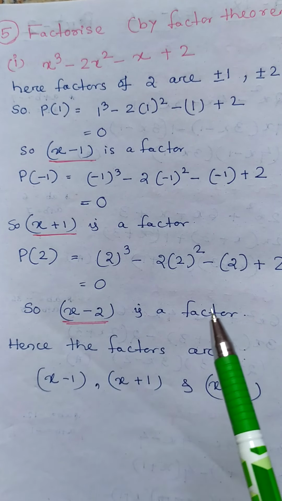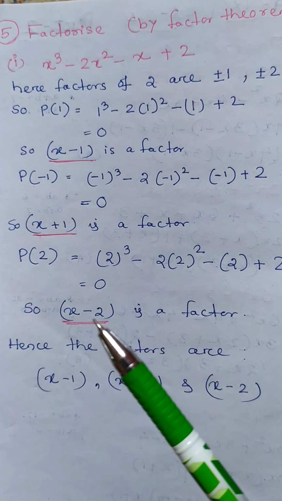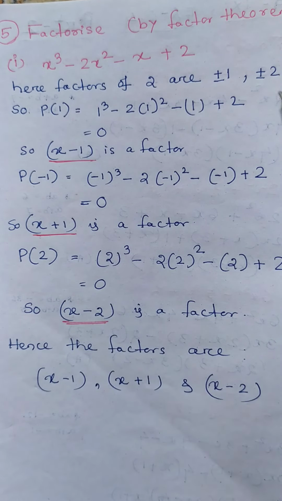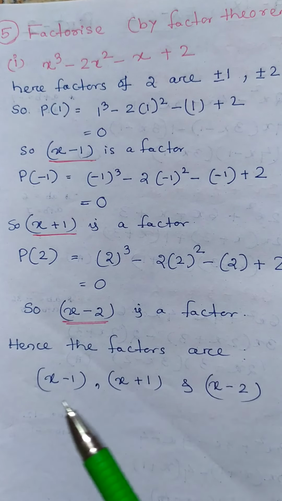So see here we have the degree of 3, that means at most 3 factors will come. Now x minus 1, x plus 1 and x minus 2, we already got the 3 factors, no need to check for minus of 2. If you wish to test it, you may, and minus 2 will not give rise to a value of 0. Hence the factors of the given polynomial are these 3 factors.